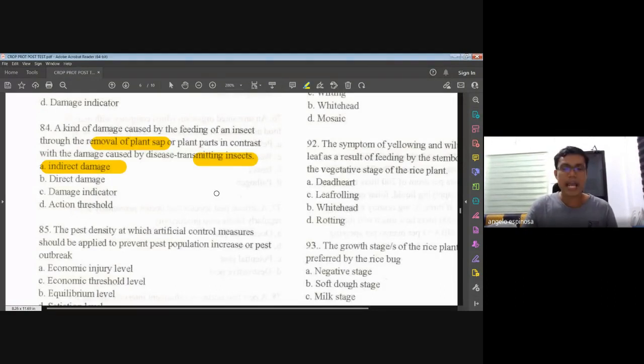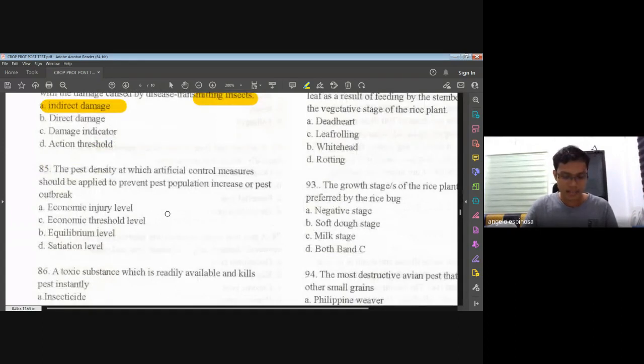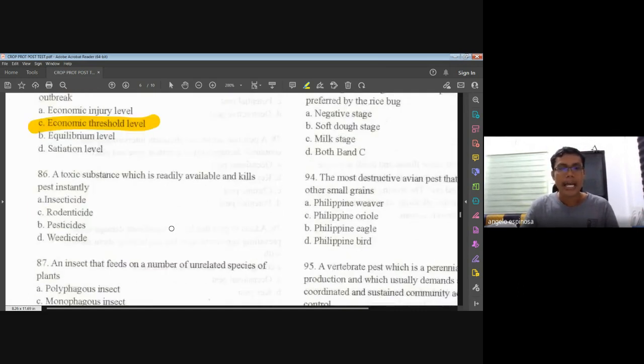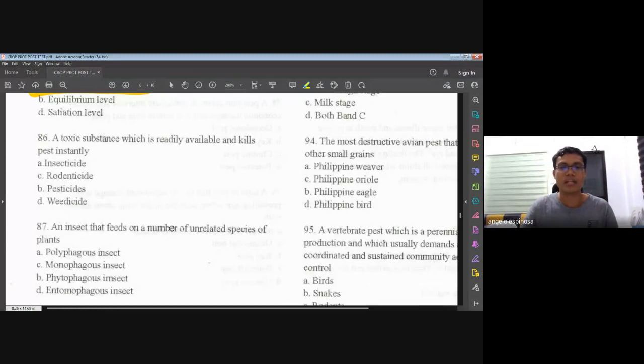Okay? Number 85. The pest density at which artificial control measures should be applied to prevent pest population increase or pest outbreak. Artificial control measures. The correct answer is letter C, economic threshold level. Okay? Number 86, a toxic substance which is readily available and kills pests instantly or madalian. Okay? That is pesticides. Oh, that's the link word. Okay?